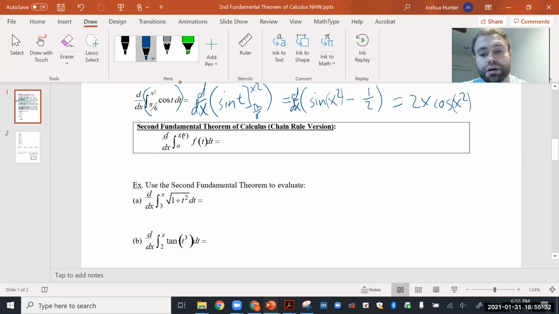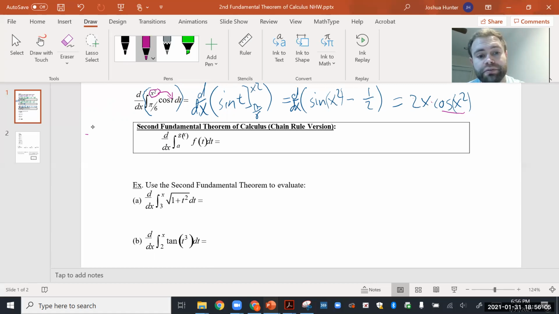So what ended up happening on this one is the function up at the top, the x squared, got plugged into the t, the same way as our x's did in the other versions of the fundamental theorem of calculus. They end up giving us cosine of x squared, but then what also happened is we ended up multiplying by that function's derivative, because of chain rule.